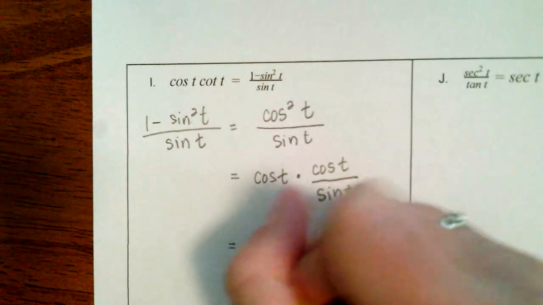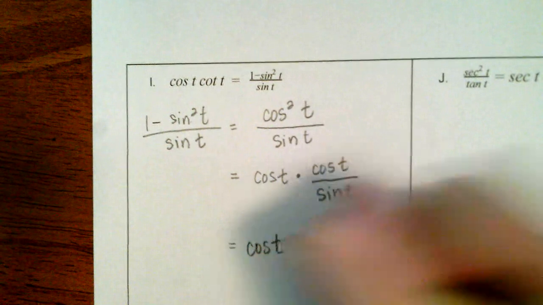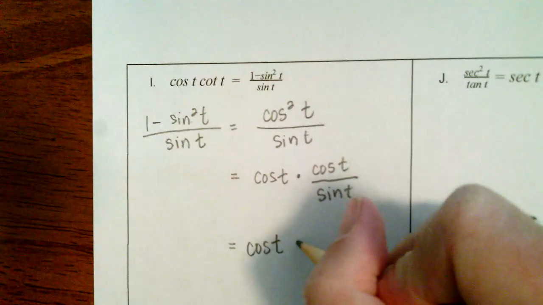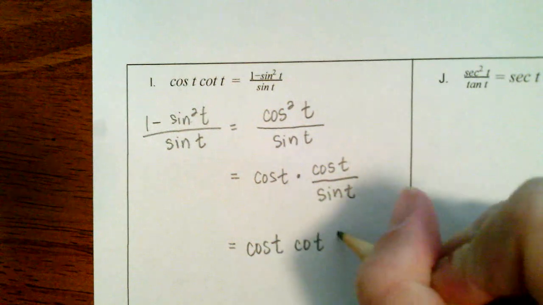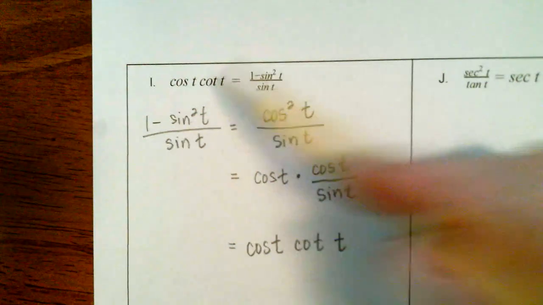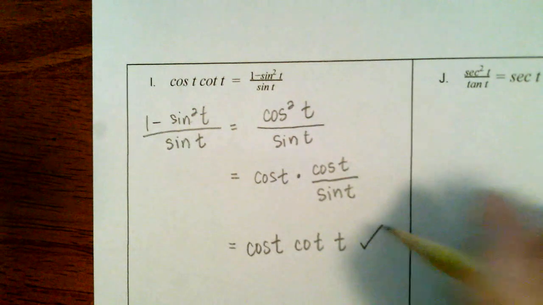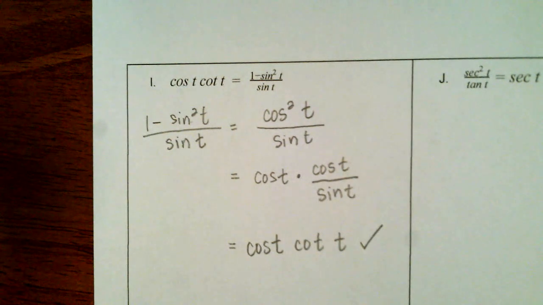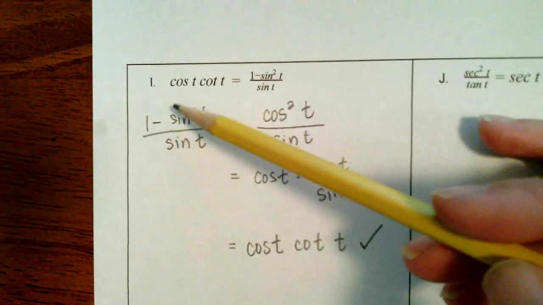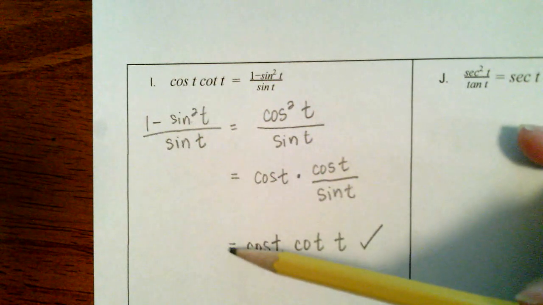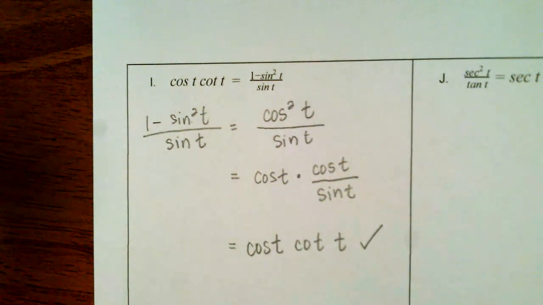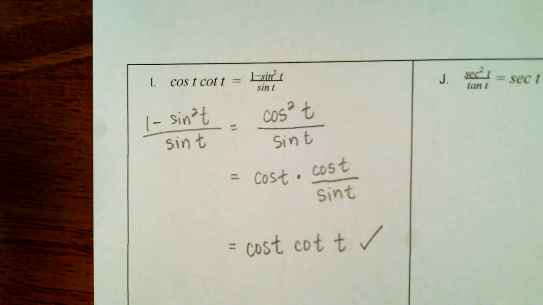So my cosine t is staying the same. And then by definition, cosine over sine is equal to the cotangent of t. Okay, so again, exactly what I want on my other side. So my identity is proven. Okay, again, formatting: whatever I started with, nice equal bars lined up, all of my steps nice and clean, and a check mark to show that I finished.